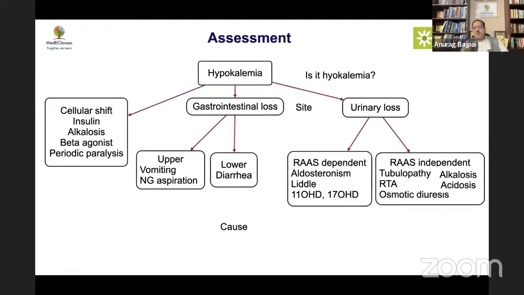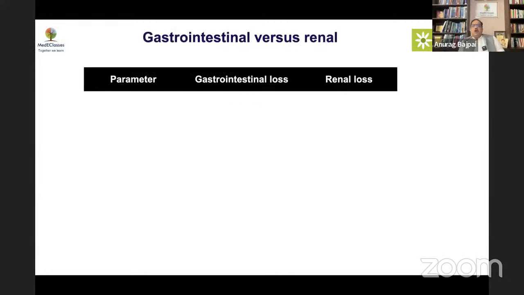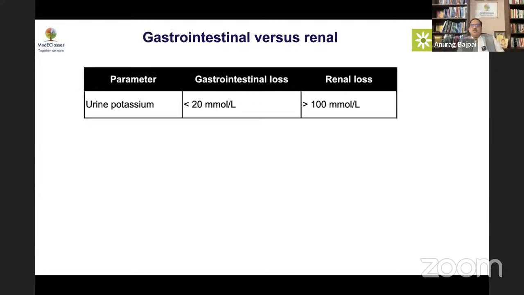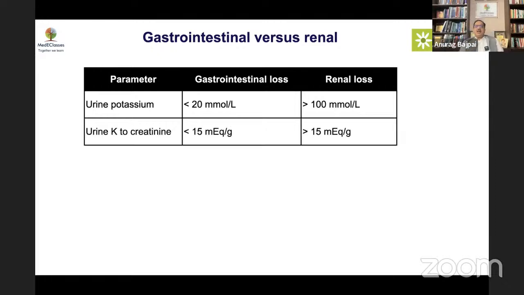Because cellular shift will be happening in a setting of DKA, in the setting of paralysis, in the setting of insulin, a very rapid scenario. So the main question is, is it gastrointestinal or urinary? The key parameter to look at there is urinary potassium. As I already mentioned, if the urinary potassium is less than 20, that is, if you have low blood and low urinary potassium, that is a normal response. But if you are persisting to lose potassium in the urine despite hypokalemia, it indicates a renal loss.